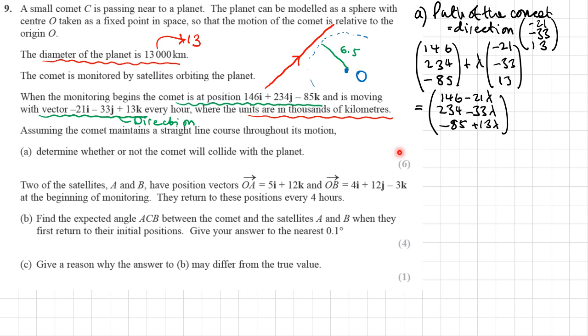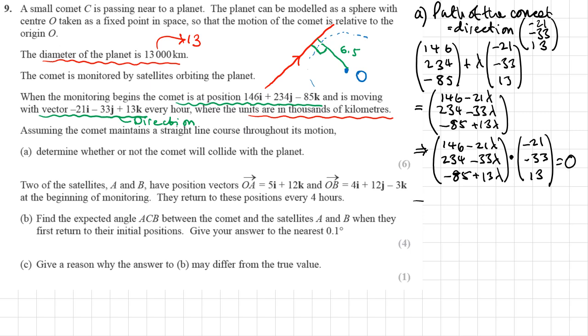Now I'm going to use this, it's basically a general point on the line, to find this perpendicular vector here, this normal. So I want to do the dot product of this with the direction of the comet. So that's going to be 146 minus 21 lambda, basically the same thing that I had before, and as I said, I want to do the dot product of that and the direction of the vector, negative 21, negative 33, 13, is equal to 0.